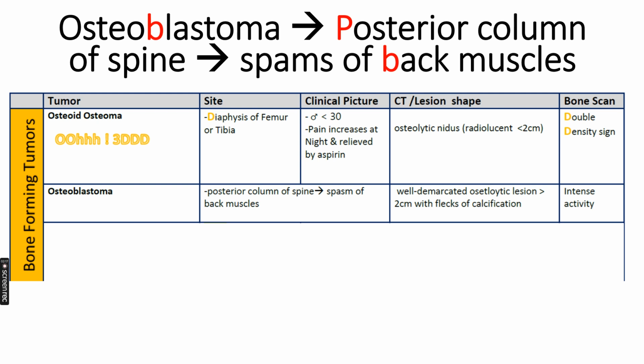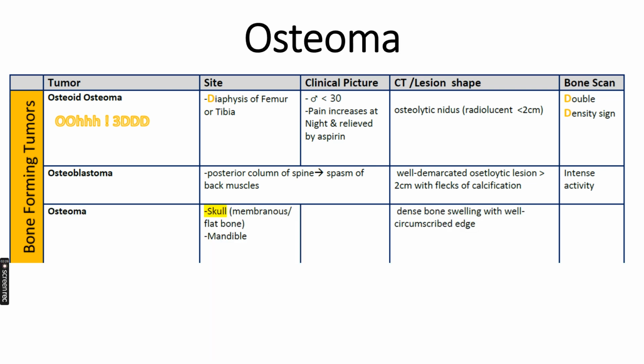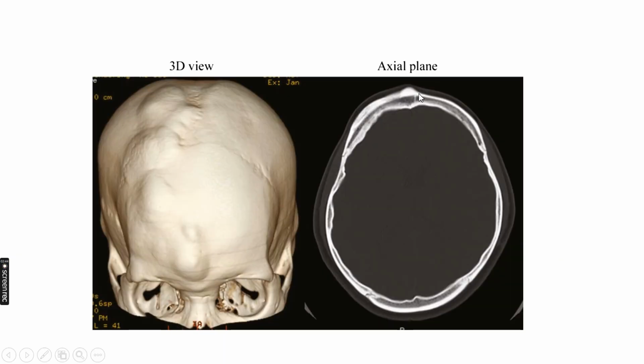The bone scan will show intense activity, and here in our CT, as you can see, it's affecting the posterior column of the spine, and the lesion is large enough, larger than 2 centimeters. Finally, the osteoma. Osteoma affects the membranous and flat bones, so it commonly affects the skull, and it may also affect the mantle. In CT, the lesion is very easy to differentiate because there are dense, well circumscribed lesions, as you can see here. Boggy swellings on examination, and on CT, dense bony swellings on axial plane. So this is very easy to differentiate on CT, and the axial planes are very important for this diagnosis.